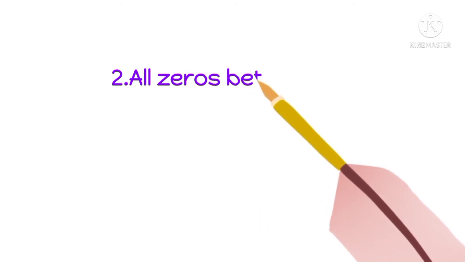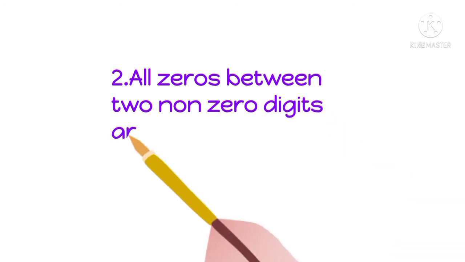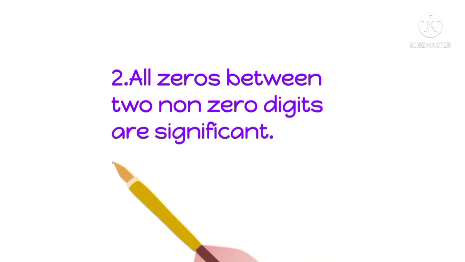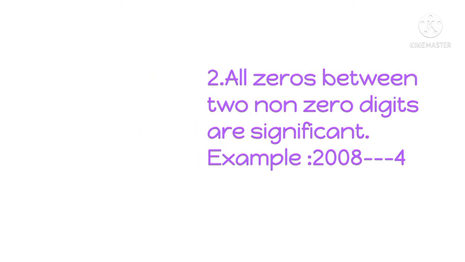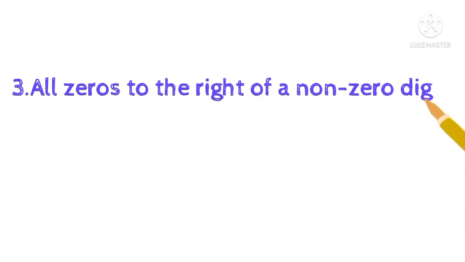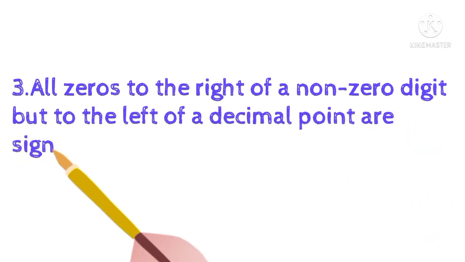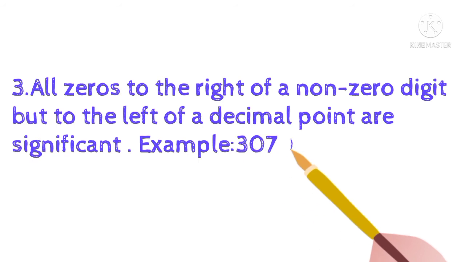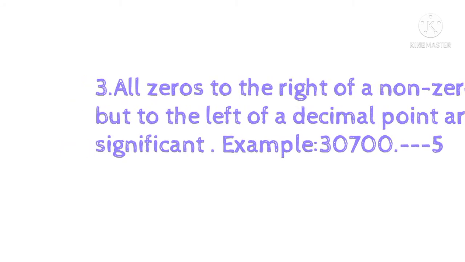Second rule is all zeros between two non-zero digits are significant. The example given here is 2008. In this number, we have two zeros in between two non-zero numbers, so the number of significant figures is 4. Third rule, all zeros to the right of a non-zero digit but to the left of a decimal point are significant. Here the example given is 30700 with a decimal point. So the number of significant figures in this number is 5 according to the rule.